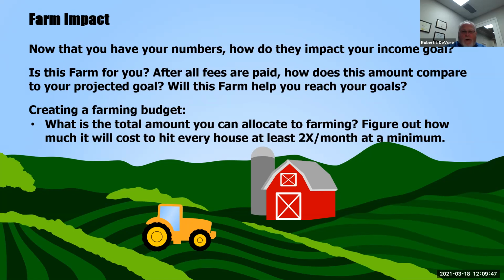Farm impact. Now that you've got all the numbers, is this the farm for you? Take it into consideration. Are you going to be able to put food on the table, get enough return on your investment? And once you've got that established, now you've got to start thinking about that budget. Because again, it's time, it's money. What are you going to do to make sure that you can hit every single house? Experts say twice. That's twice a month. All right, not once. So that's 24 touches every single year.